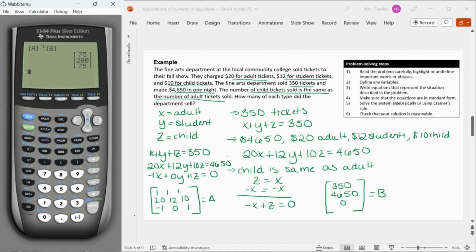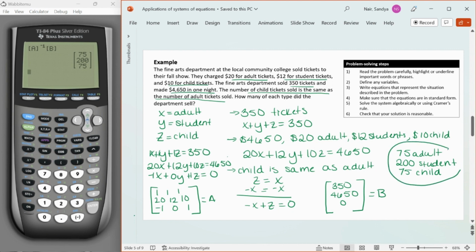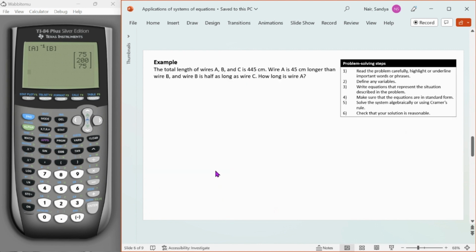So that means that they sold 75 adult tickets, right? Because adult tickets was X, 200 student tickets, and they sold 75 child tickets. Okay, so that's the solution to our system of equations. You could have solved this algebraically also if you wanted to. I just decided to solve using Cramer's rule because I noticed that these first two equations were already in standard form. All right, so now let's try this example.